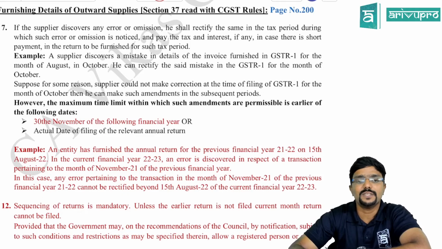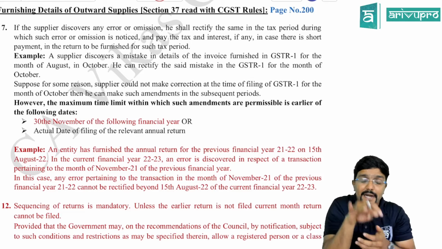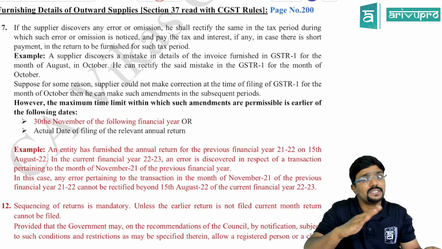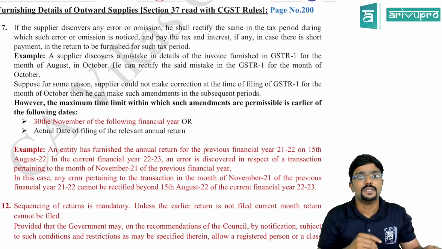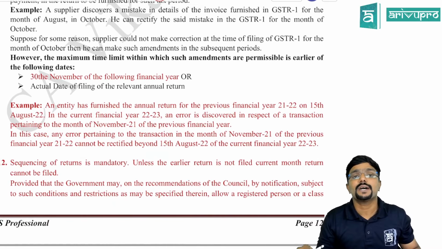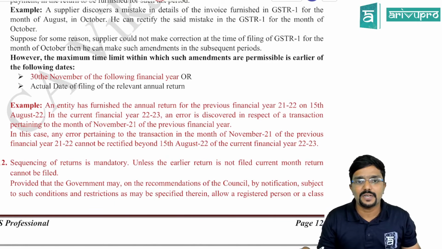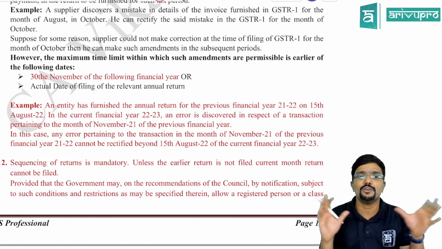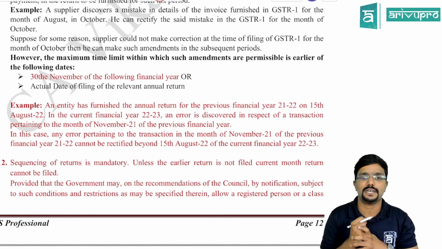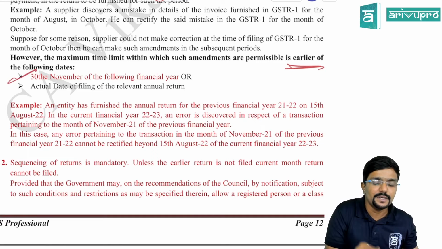Suppose for some reason the supplier could not make the correction at the time of filing of GSTR 1 for the month of October. Can he still do it? Now he noticed the mistake in October. Is it mandatory for him to rectify in GSTR 1 of October only? It is better to do it, but still some extended time is given for you. Then he can make such amendments in the subsequent period also. But what is the deadline for you to correct your mistake? However, the maximum time limit within which such amendments are permissible is the earlier of the following dates, that is 30th November of next financial year or actual date of filing the relevant annual return, whichever is earlier, guys. Whichever is earlier. Okay, so the amendment is with respect to this point.